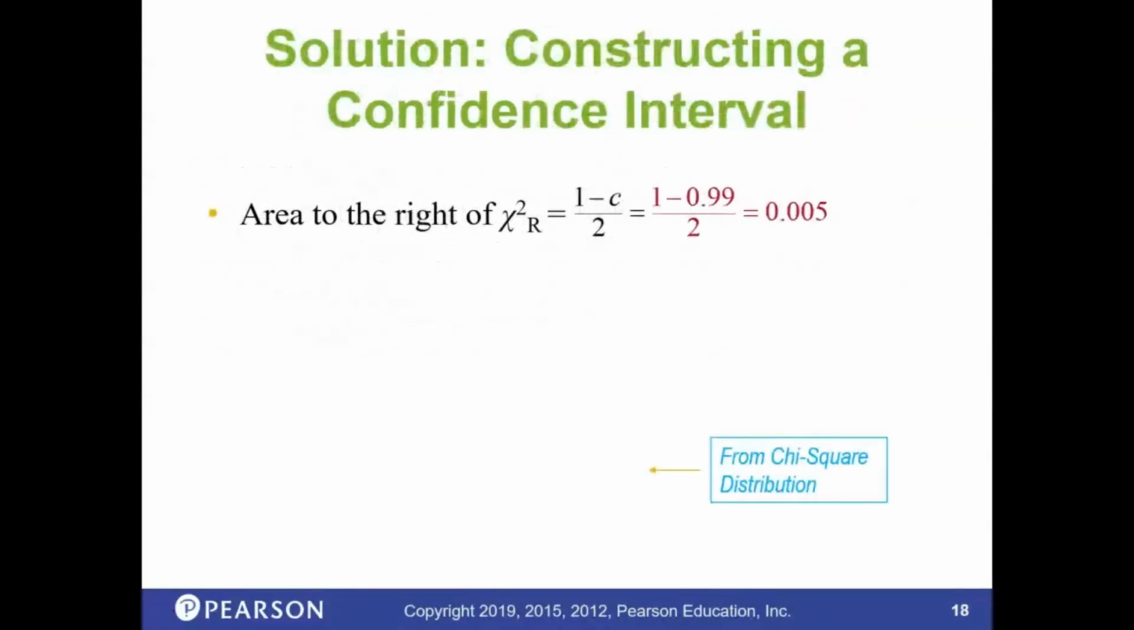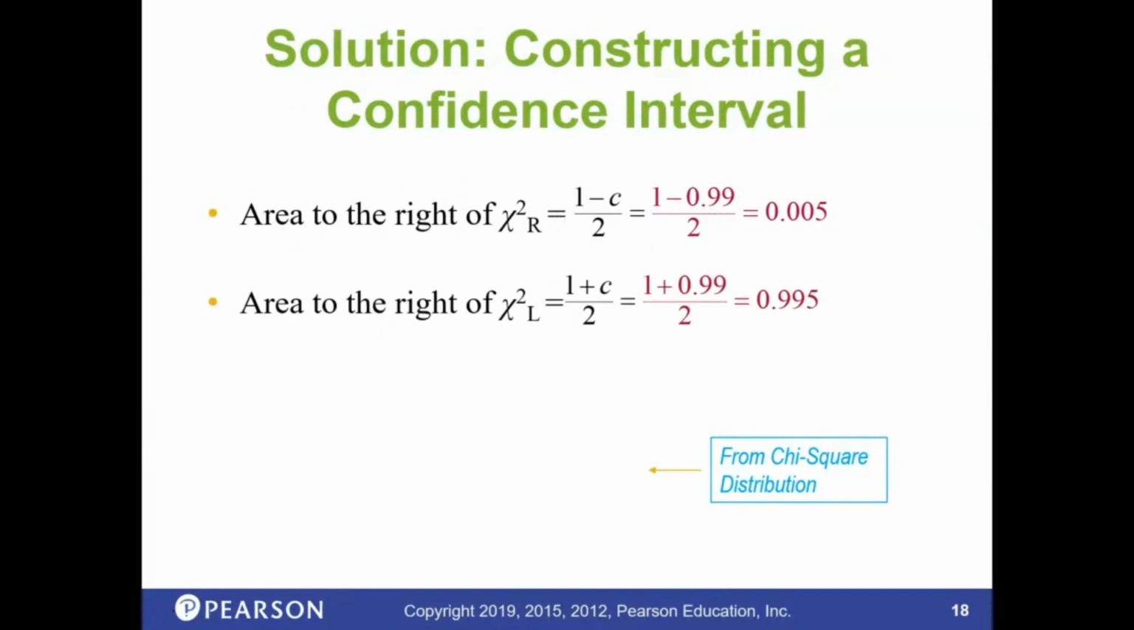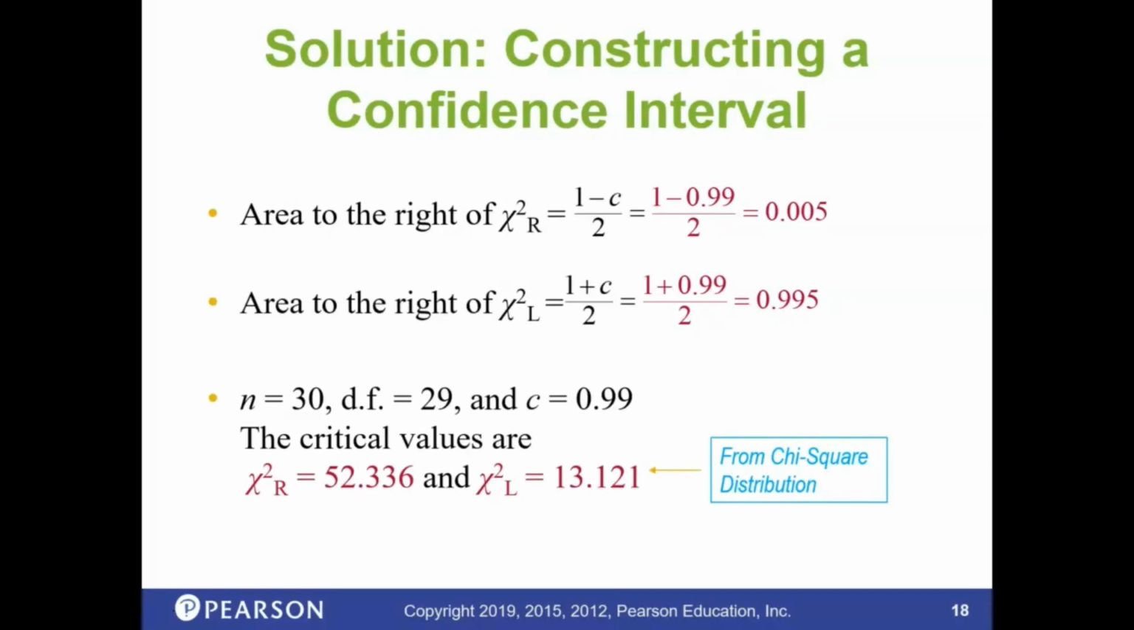Okay, so the area to the right of chi squared r is going to be 0.005, because if our confidence level was 0.99, that leaves 0.01 to be split between those two ends. So the one on the right, you're looking at the area on the right, so half of 0.01 would be 0.005. Then to the left, it's going to be 0.995 for the left critical value. Okay, we're going to look those up on our table.